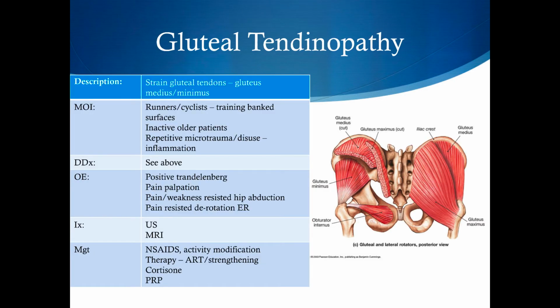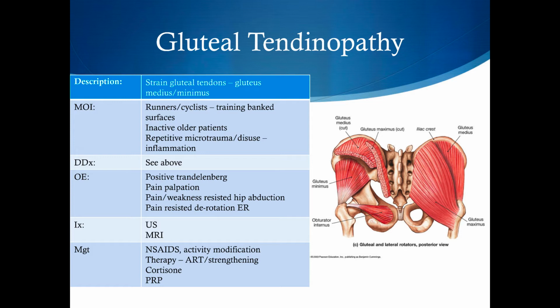Gluteal tendinopathy is another common source of posterior pain as well, involving a strain of the gluteal tendons all the way to a partial or complete tear. More commonly seen in runners or cyclists, again, training on those banked surfaces, or again, in inactive older individuals. In terms of the examination, they may have, again, a positive Trendelenburg, pain on palpation, pain with resisted hip abduction, or resisted external rotation.